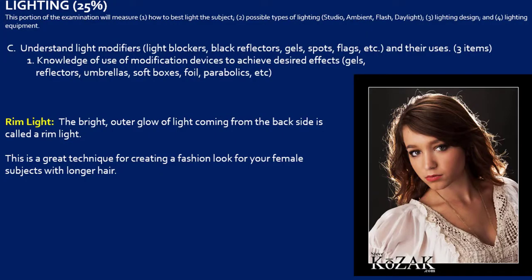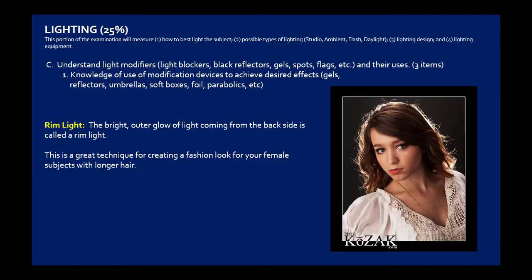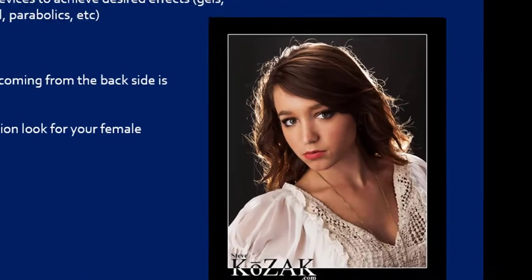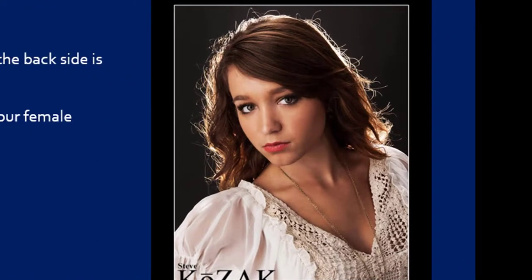This is another one of my favorite lighting techniques, and that is to produce a rim light. Rim light is when you create that bright outer glow of light coming from the back side of the subject that illuminates the outline of the subject. So in this example, you'll see that this model was photographed using a rim light that goes all the way around her hair and really outlines her hair and gives it a really nice fashion look.